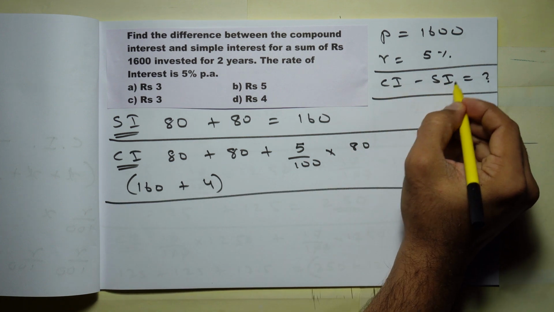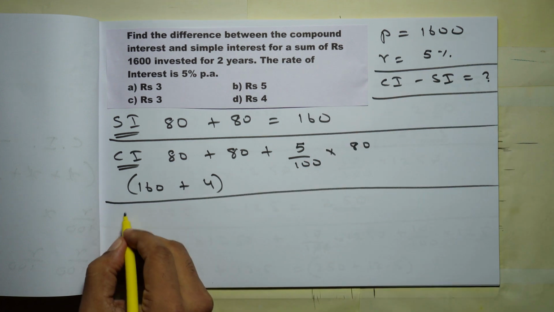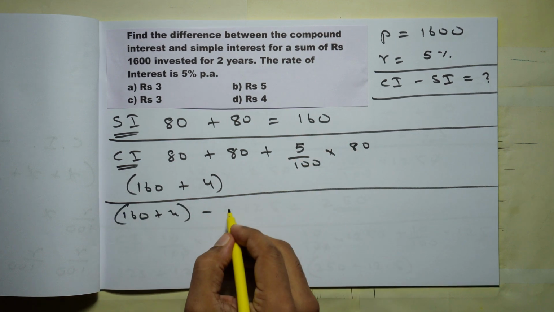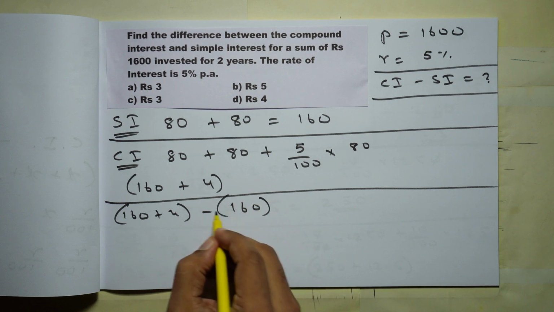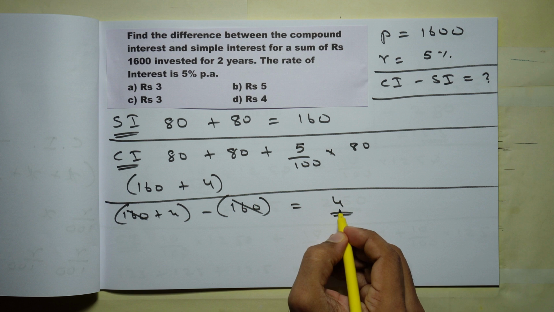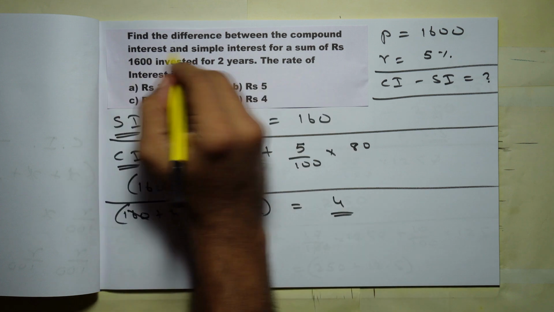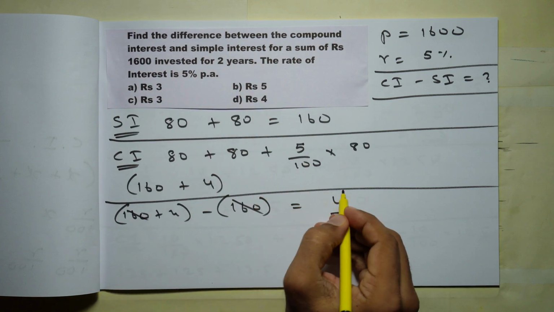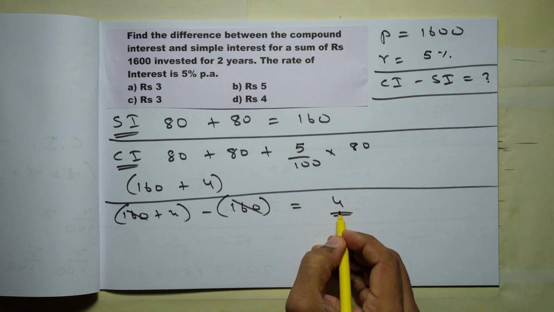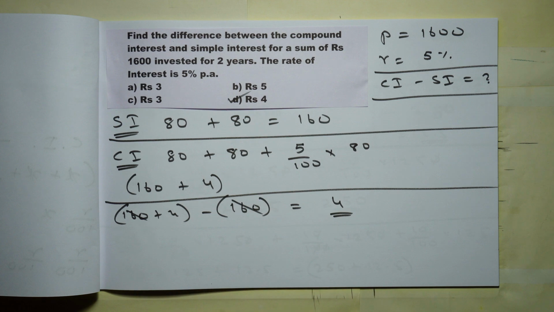So compound interest minus simple interest. Compound interest is 160 plus 4 minus simple interest, which is 160. So minus 160 and plus 160 will cancel out. So that difference is rupees 4. So the difference between compound interest and simple interest for 2 years, CI minus SI, that difference is rupees 4. So option D.